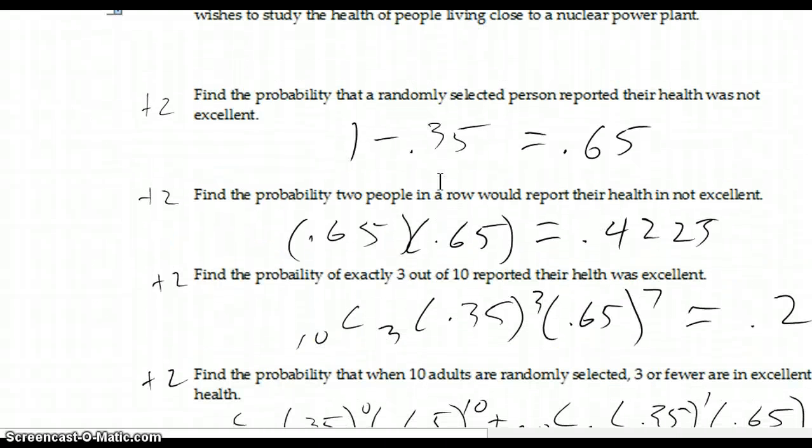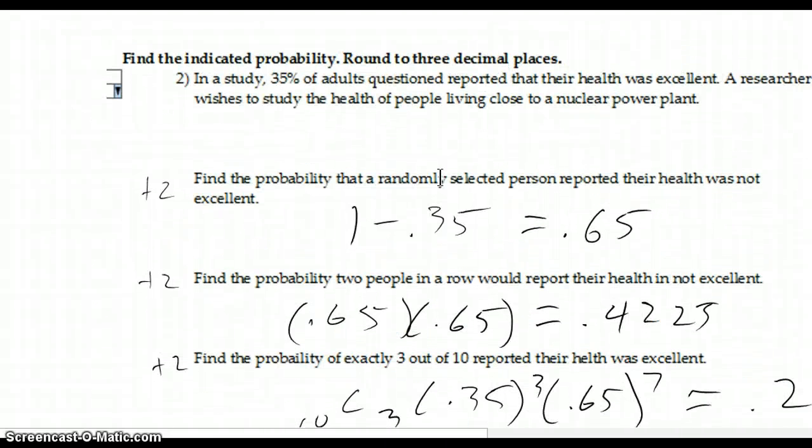Number 2. You've got 35% of the respondents said their health was excellent. So what's the probability that it was not excellent? This is called the complement. 1 minus 0.35 is 0.65. And then what's the probability they'd pick 2 people in a row that are not excellent? So that's 0.65 and 0.65. So it's a compound probability.